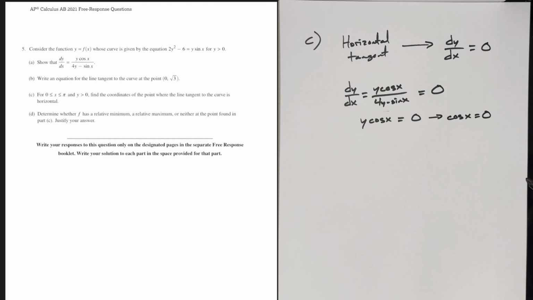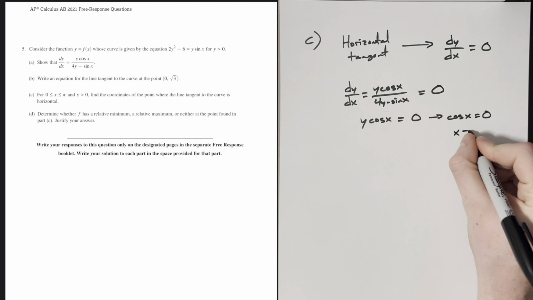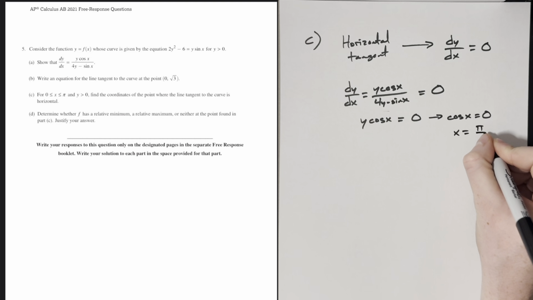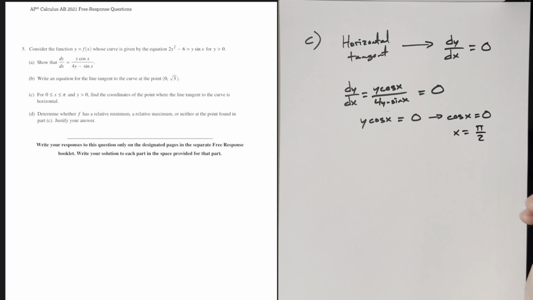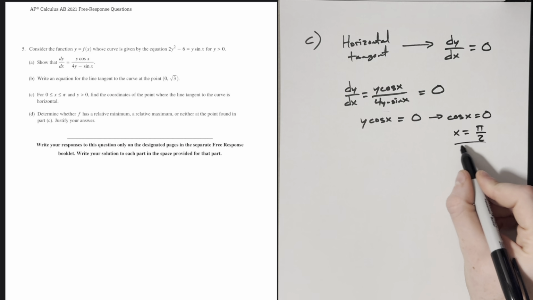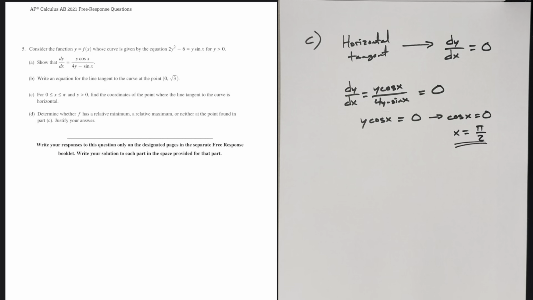Now, if we think about the unit circle, cosine is like our x value, right? And at the top of our unit circle, when we are at the angle of pi over 2, my x-coordinate is equal to 0. So that is my x value, x equals pi over 2. But it doesn't just ask for the x value, right? It asks for the coordinates. So I have my x. How do I solve for my y?